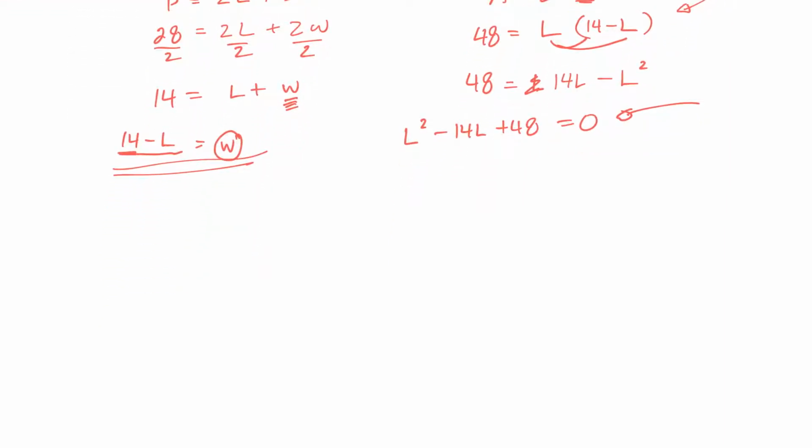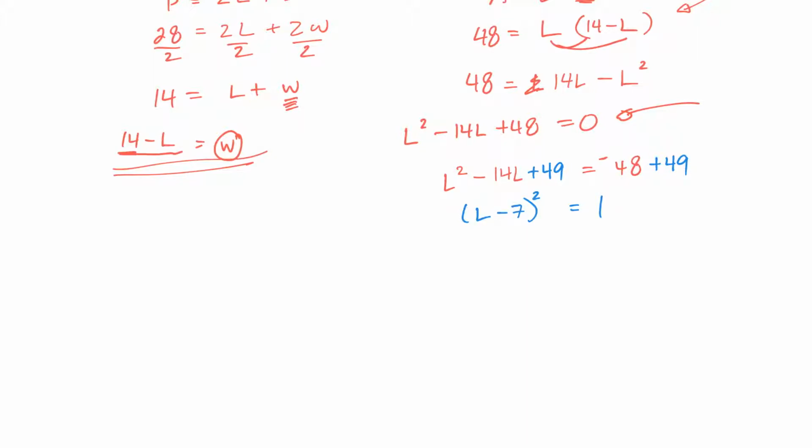So what I'm going to try with this one is completing the square, just to give you another example of that. So I'll write L squared minus 14L, and I'm going to push the 48 to the other side, so it'll become a negative 48. And then 14 divided by 2 is 7. 7 squared is 49. So I'll add 49 on this side. If I do it there, I have to add 49 on that side. So this one works out to a perfect square. It'll be L minus 7 squared is equal to negative 48 plus 49, that's just 1.